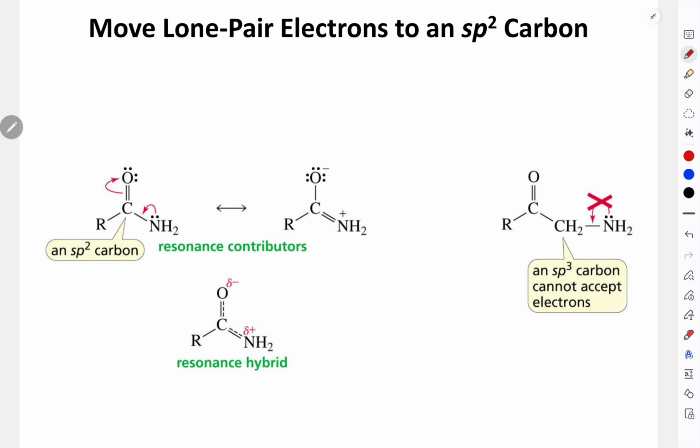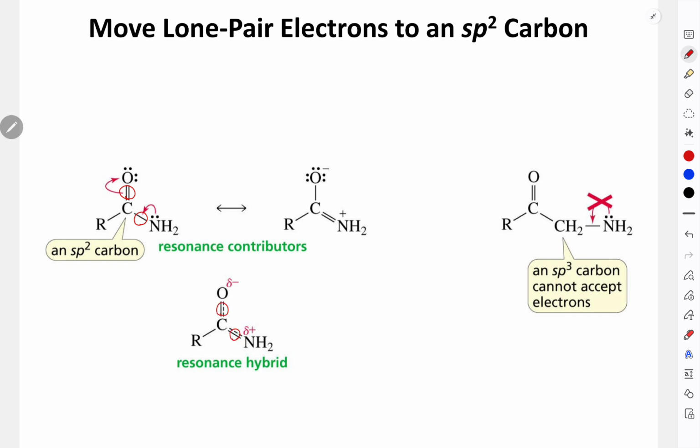And combine these two, right? Resonance contributor 1 and 2, you can draw this resonance hybrid. Delta plus sitting on the nitrogen from the second contributor, and delta minus also sitting on the oxygen from the second contributor. And the double bond and single bond occurring between carbon and oxygen, and also between nitrogen and carbon, can be represented by this partial double bond notation, a single bond with dotted notation.